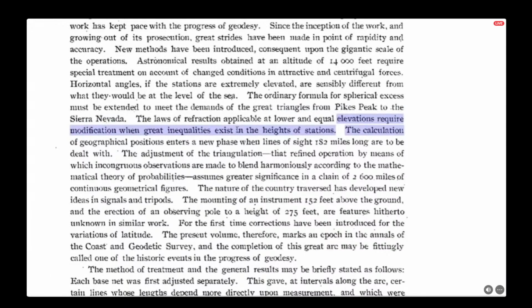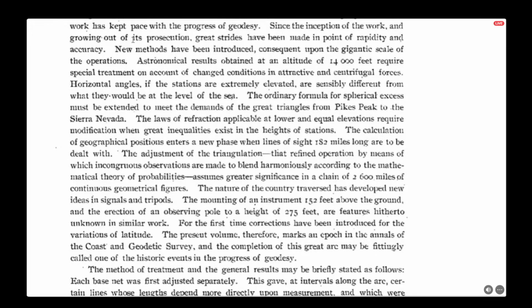I mean, when you're taking measurements 1,000 miles across based on optics and you're through a valley of fog? I mean, maybe. The calculation of geographical positions enters a new phase when lines of sight 182 miles long are to be dealt with. Remember, the instrument they're using has never been used more than 182 miles absolute max. No, don't worry about it.